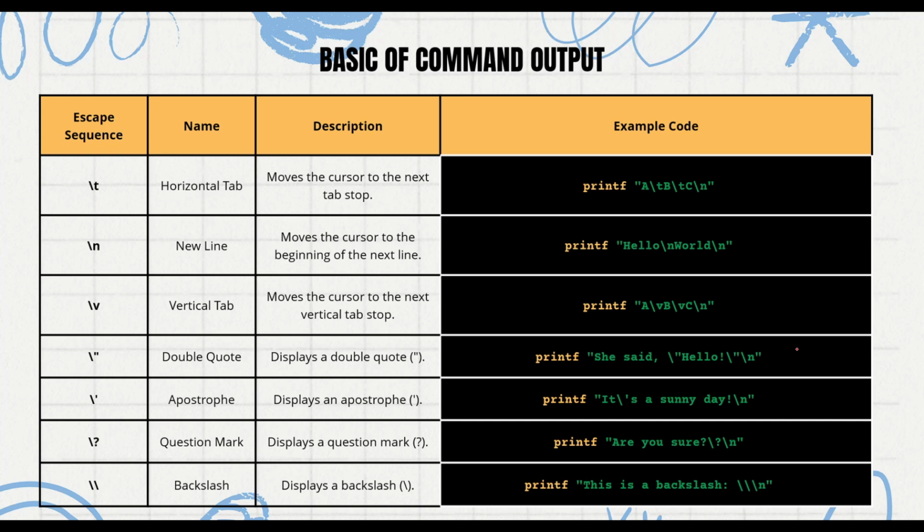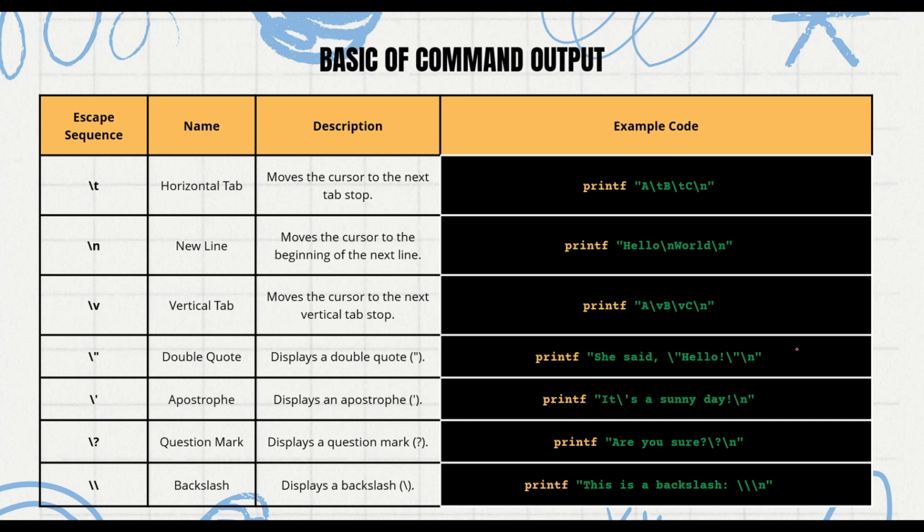Next is \n, or new line. This is probably one of the most commonly used escape sequences. It moves the cursor to the beginning of the next line. For example, with this code, hello will appear on one line and world on the next line. Then we have \v, the vertical tab, which moves the cursor to the next vertical tab stop. Using this code will display A, then vertically space down to B, and then down to C.